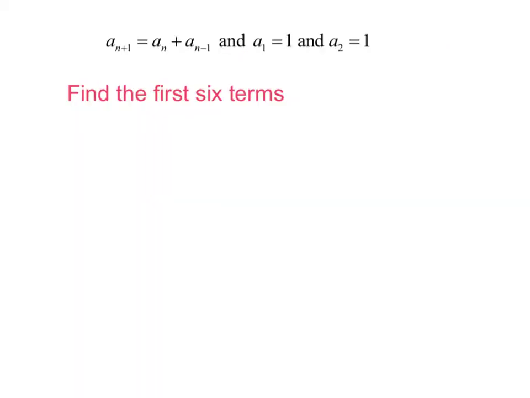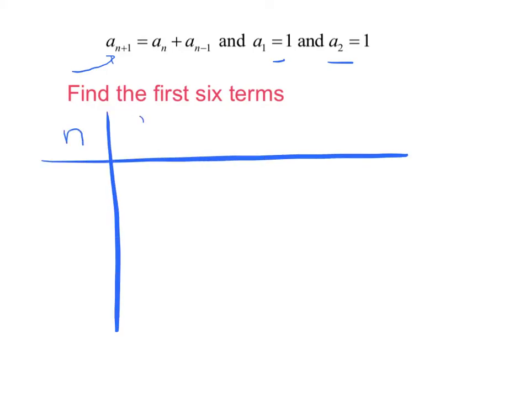So next example, again it's recursive, and I know that because they give me terms to begin with. And the question says find the first 6 terms. So let me start you off one last time. I'm going to look here to see what the variable in the problem is, and it happens to be an n again, so that's my first column. The rule is always second, write the whole rule out. A sub n plus 1 equals a sub n plus a sub n minus 1.